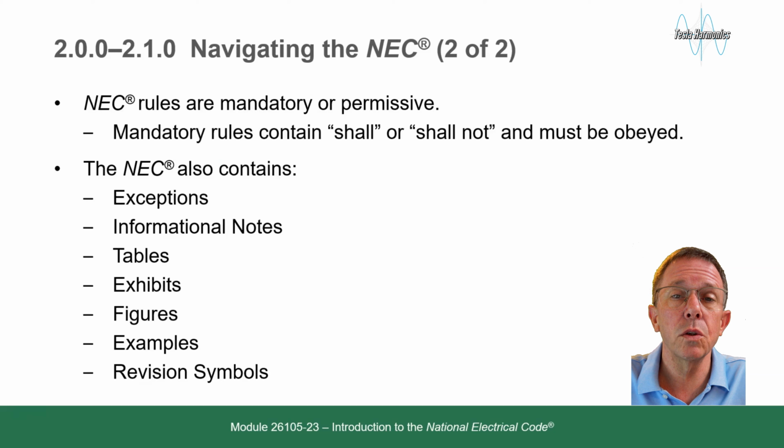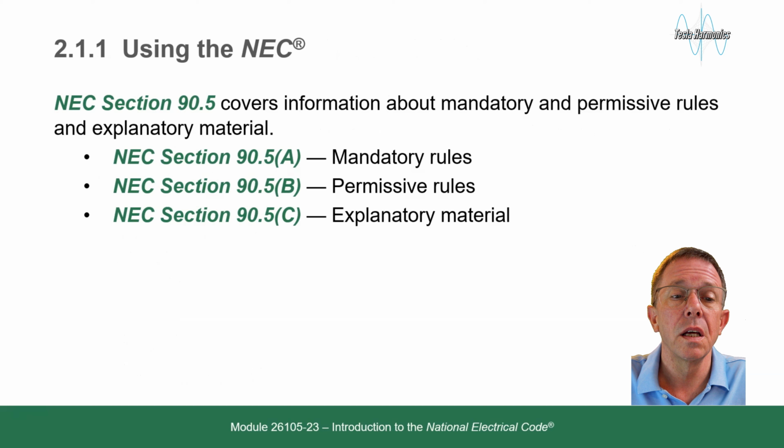NEC rules are mandatory or permissive. Mandatory rules contain "shall" or "shall not" and must be obeyed. The NEC also contains exceptions, informational notes, tables, exhibits, figures, examples, and revision symbols. Using the NEC, Section 90.5 covers information about mandatory and permissive rules and explanatory material. 90.5(A) is mandatory rules, 90.5(B) is permissive rules, and 90.5(C) is explanatory material.